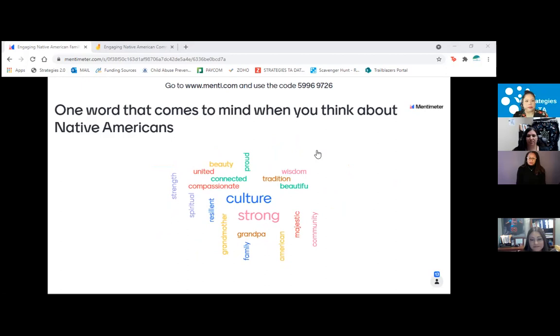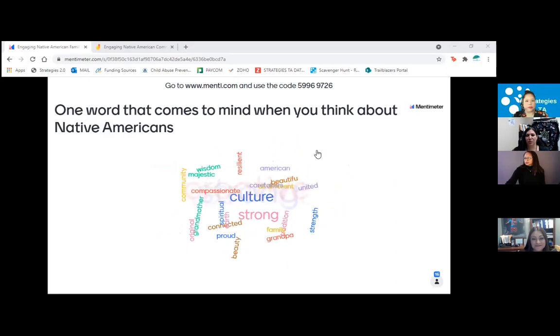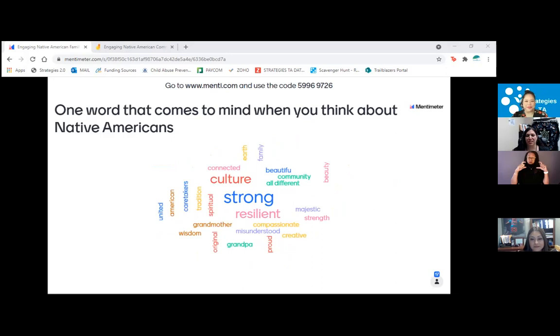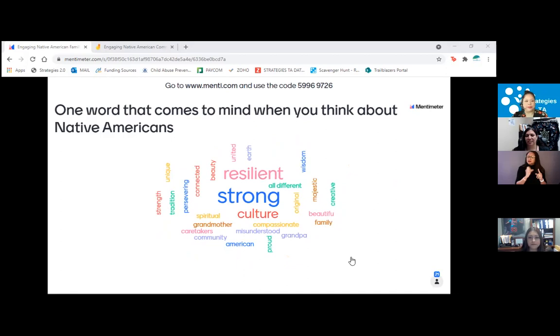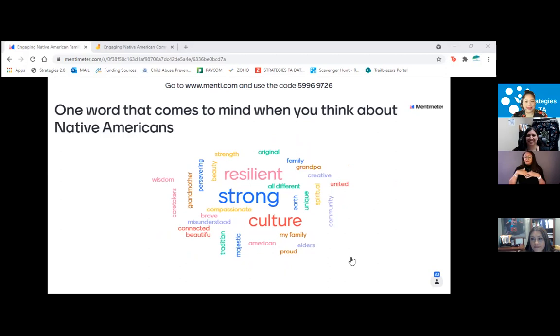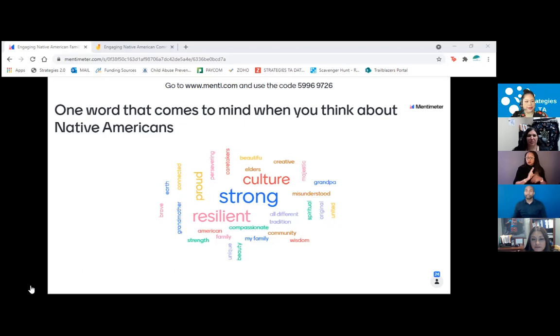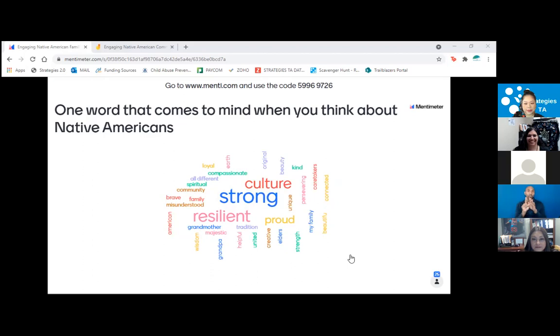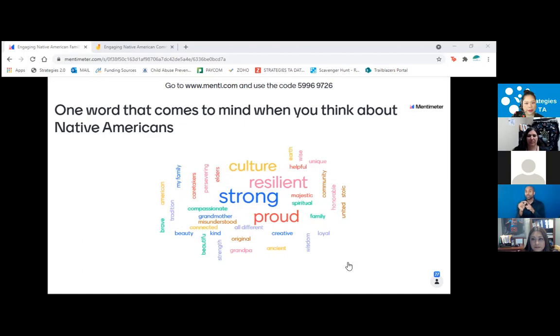I like that. And I see how the words that are larger are the ones that are popping up more, the common theme. So culture, strong, resilient. Yes. Some of the more prevalent ones that people are using are also coming up larger and more bold. I see a lot of words here. And I know someone put something in the chat here, spiritual and proud. I love that it's resilient.